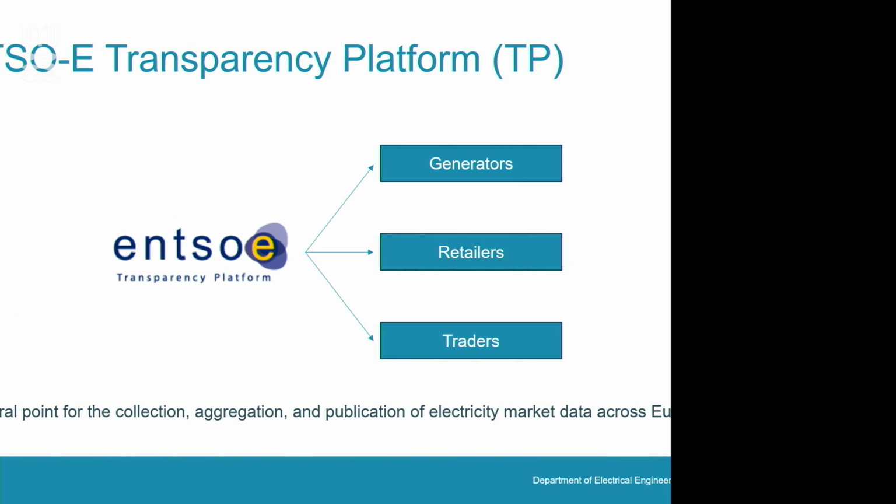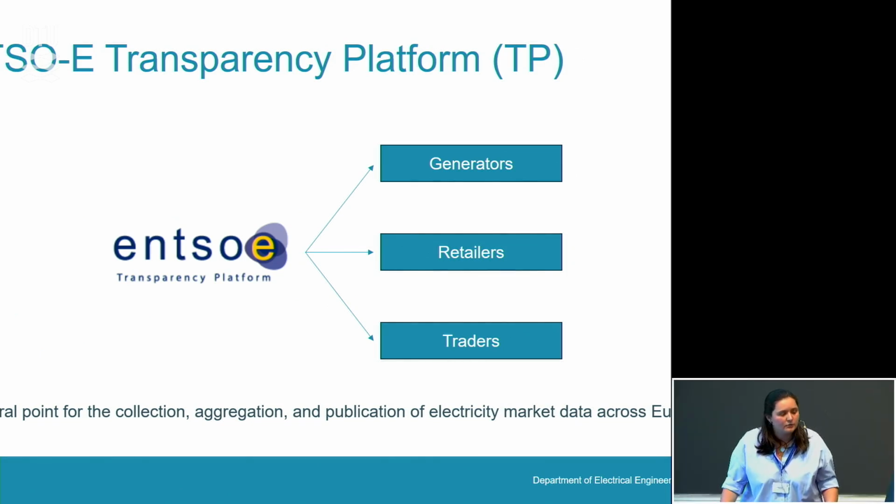The ENTSO-E Transparency Platform was created in 2015 as a response to an EU regulation, sometimes called the Transparency Regulation, because the goal is to increase the transparency of electricity markets. The goal is to be a central point for collection, aggregation, and publication of electricity market data across Europe. Everyone can use the data, more particularly generators, retailers, and traders, with the goal of balancing the playing field between large and small actors, so we can reduce insider trading. Of course, not only these parties use this data. I think a lot of people in this room also use the data from the platform.